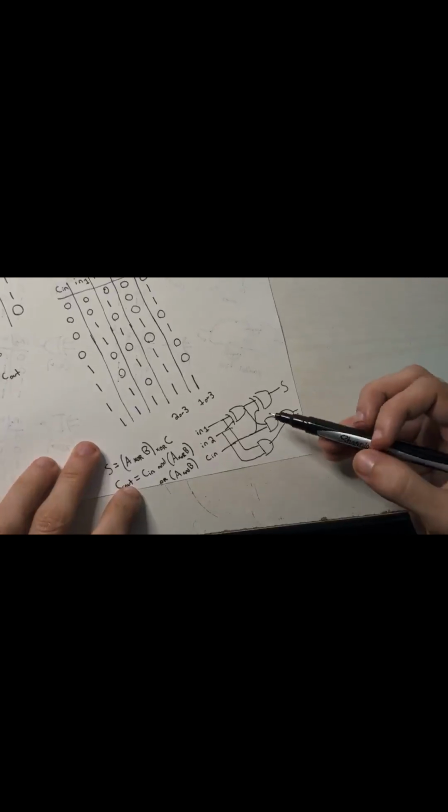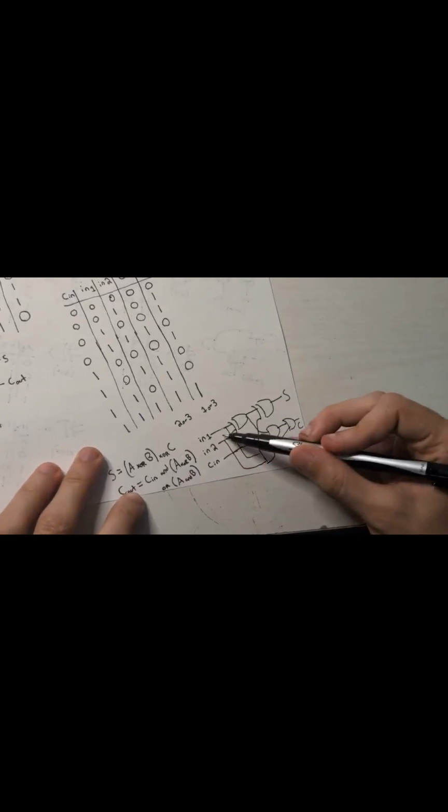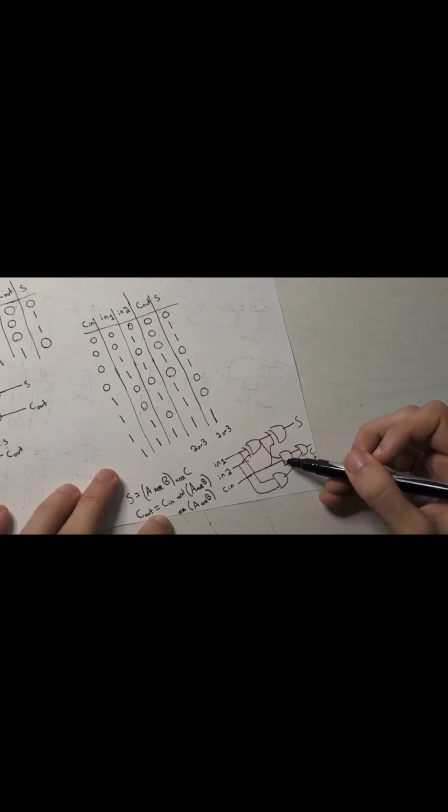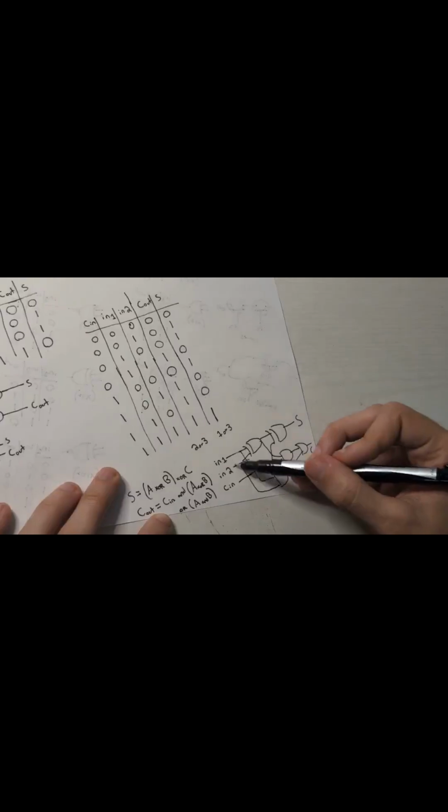So we have A XOR B XOR C right here, or input 1, input 2, and C input, carry input, all XOR'd there. And then over here, we have the result of this XOR going into an AND gate here. So that's this part. And then we have A and B going in here. And then we OR them at the very end, like that.